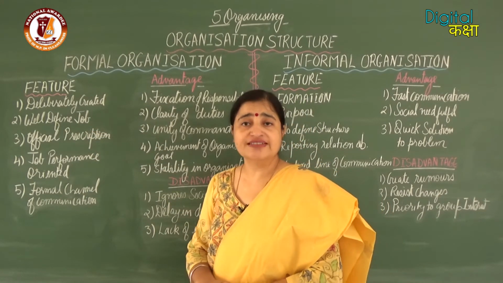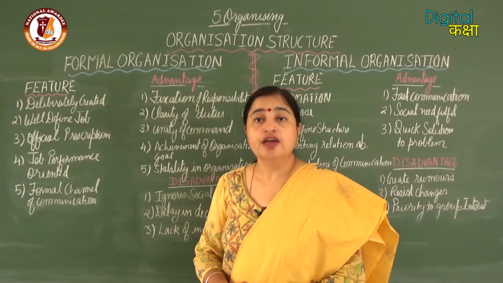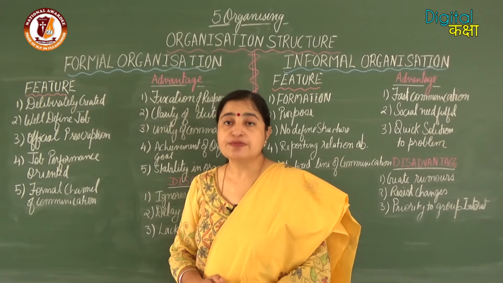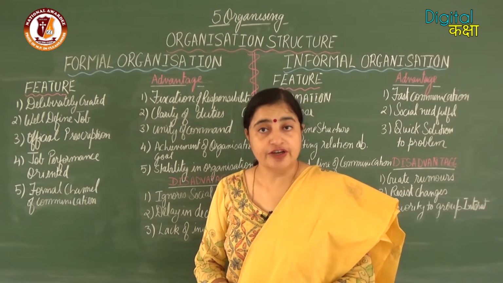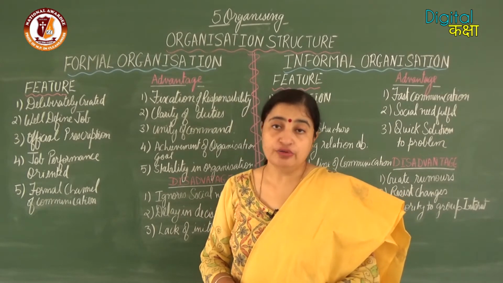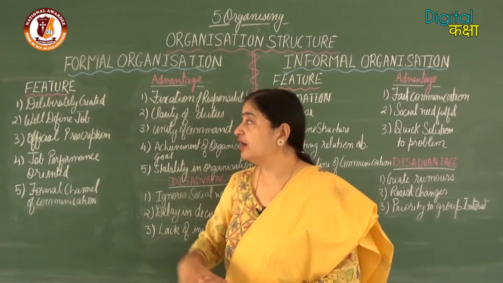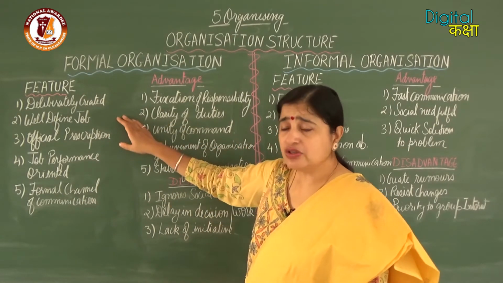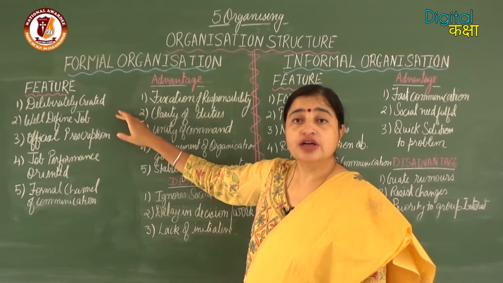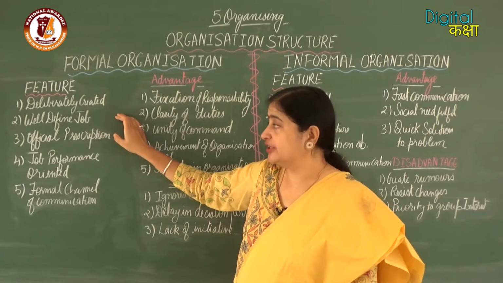In formal organizational structure, the job of a person is very well defined. Here, the authority, responsibility and accountability of the people are well defined. What they have to do, how they are going to do it, all these things are pre-decided and framed under formal organizational structure. And all these activities are for the achievement of organizational goal effectively and efficiently.